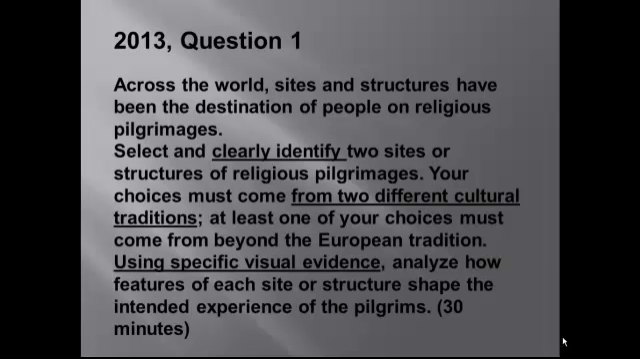Two sites or structures of religious pilgrimages. Your choices must come from two different cultural traditions. As always with these, one must be from beyond the European tradition. Using specific visual evidence, in other words, to talk about what the work looks like, analyze how features of each site or structure shape the intended experience of pilgrims.